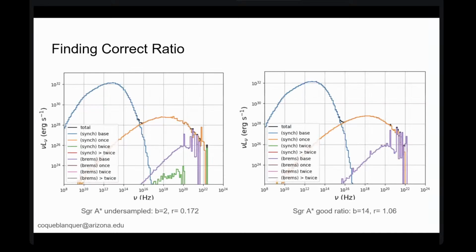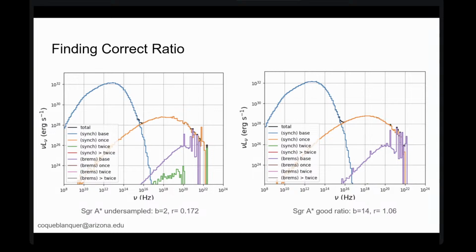So, as examples, firstly, these are two simulations of the same black hole, Sagittarius A star, with the same conditions. To the left, we have one with a ratio of 0.17, so a small ratio, and to the right we can see a ratio of 1, which is what we were looking for.